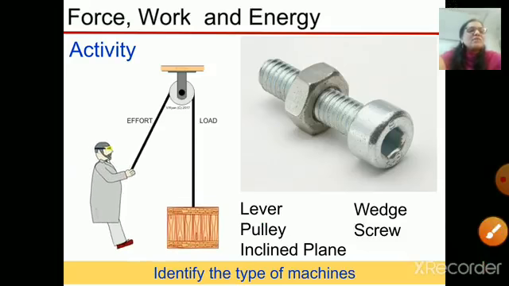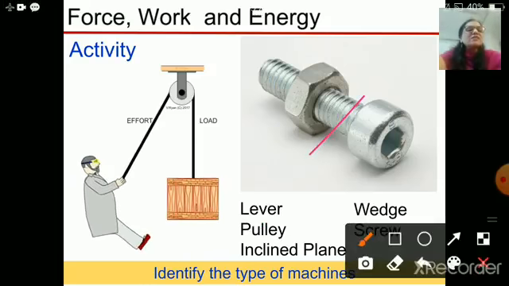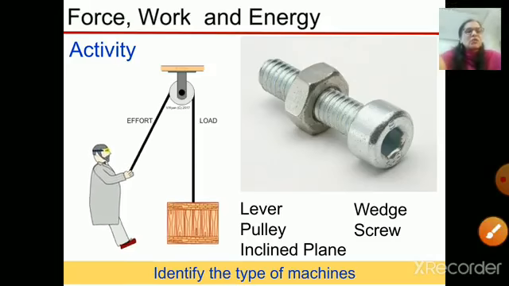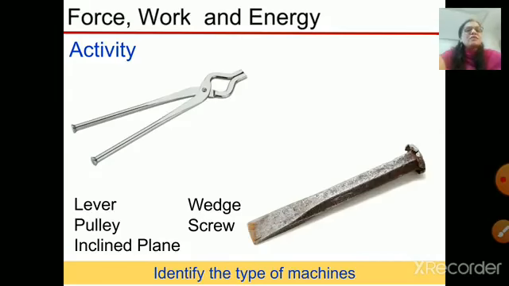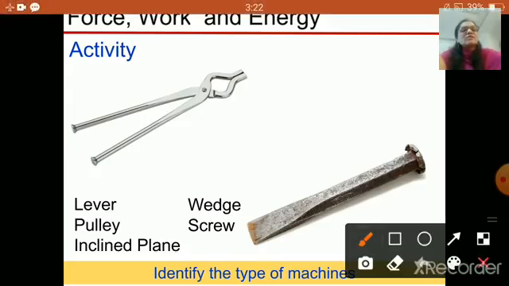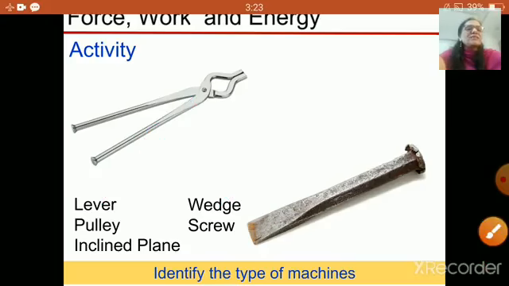Another one. Look at the other picture. What type of machine is this? Yes, it is a screw, right? Another one. Look here. This also I know you must be very familiar with. You must have seen it in your kitchen, right? So what type of machine is it? Is it a pulley? Is it a lever? Is it a wedge? Is it a screw? Is it an inclined plane? Shall I tell now? This is a lever. And this other one is a wedge, right?